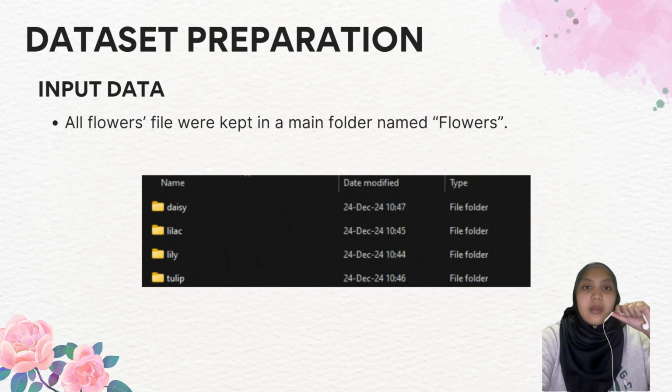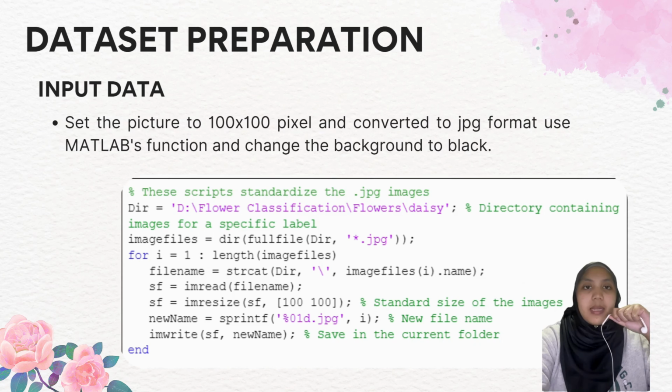Next, all flower files were kept in a main folder named flowers. Then we set the pictures to 100 by 100 pixels and converted them to JPG format using MATLAB's function, and changed the background to black. This is the code that we use for our project.